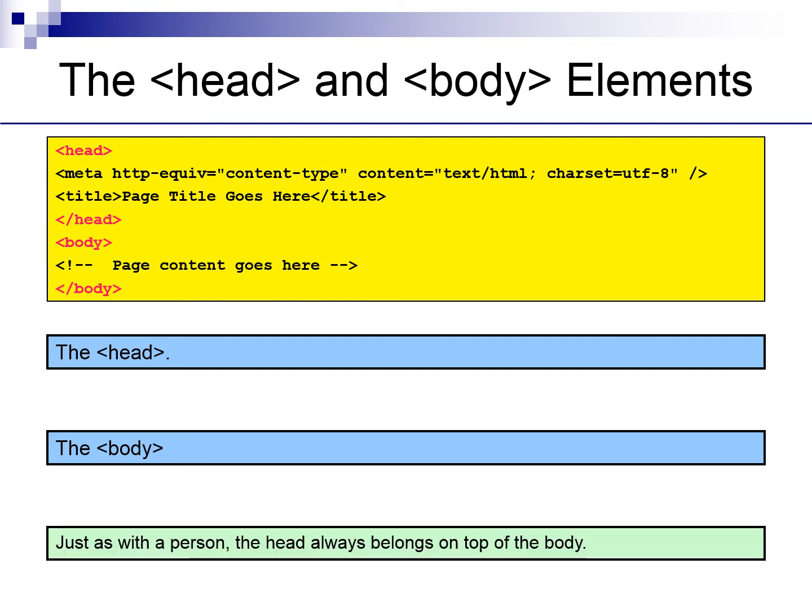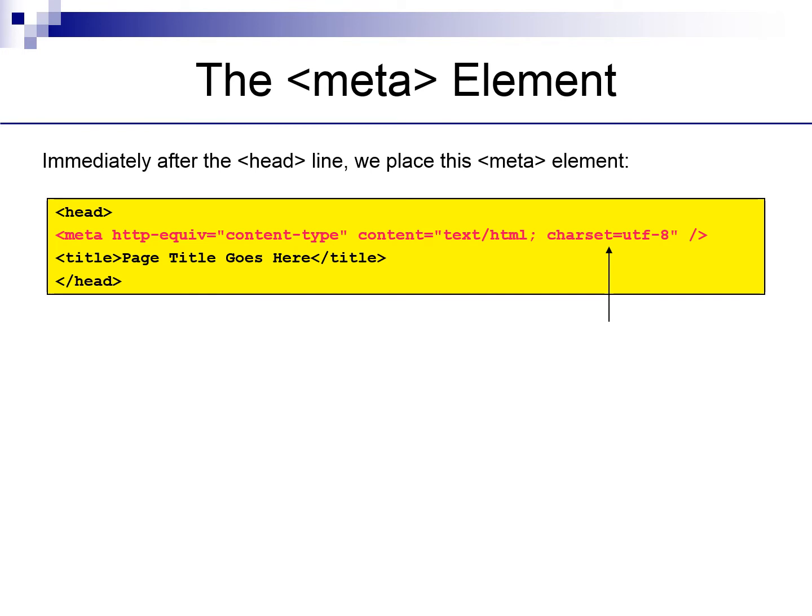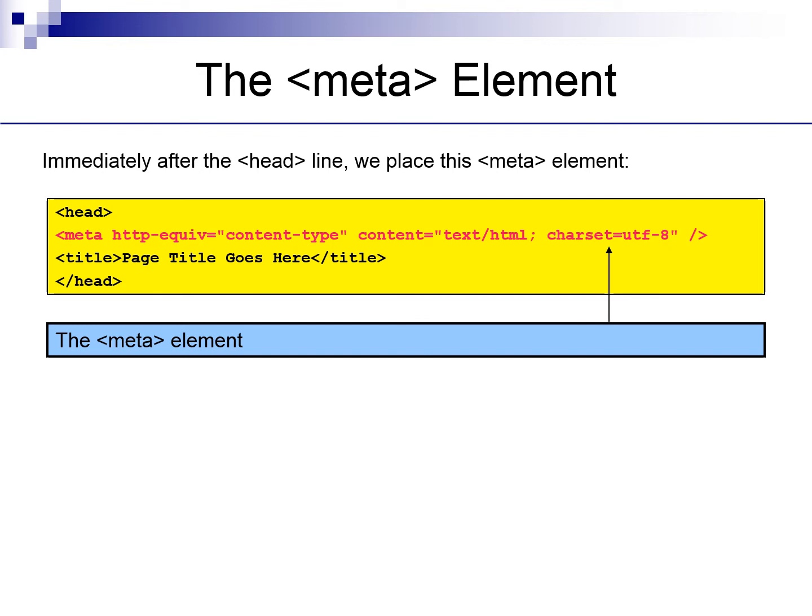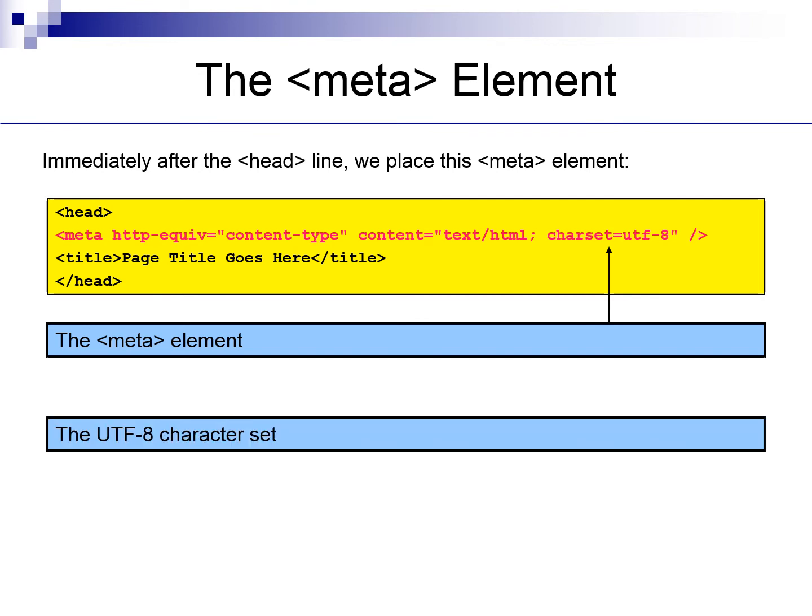Just as with a person, the head always belongs on the top of the body. The meta element. The meta element provides the information about the document to the browsers and search engines. This line declares that the document is encoded in UTF-8 Unicode character set. The UTF-8 character set is the dominant choice for documents on the internet. We will use it for all our web pages.